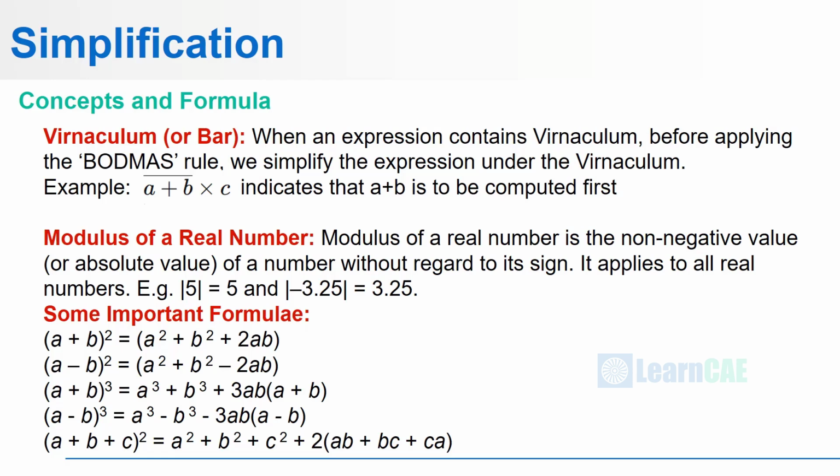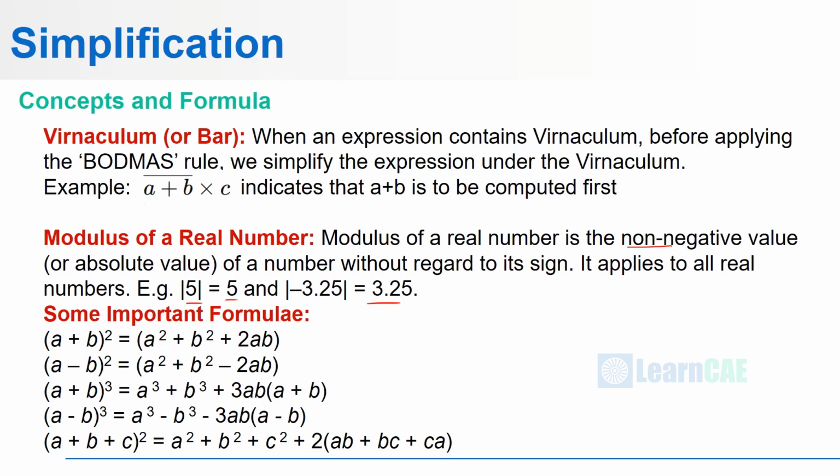Next is modulus of a real number. Modulus of a real number is the non-negative value or absolute value of a number without regards to its sign. It applies to all real numbers. For example, mod 5 is equal to 5, also mod minus 5 is equal to 5, and similarly mod minus 3.25 is equal to 3.25. So it always gives the positive value of the number.